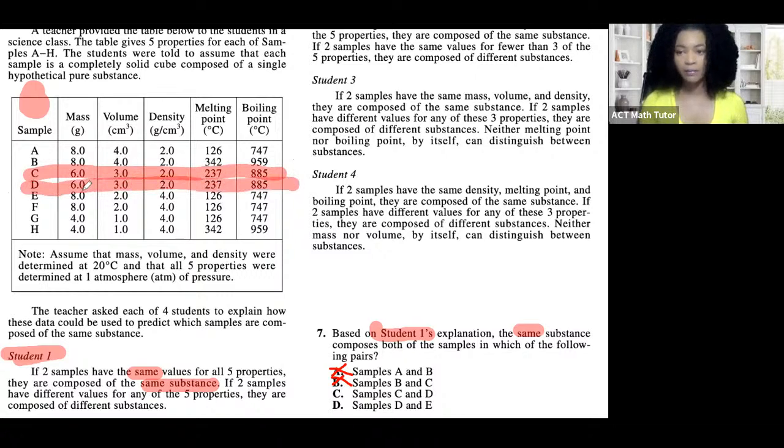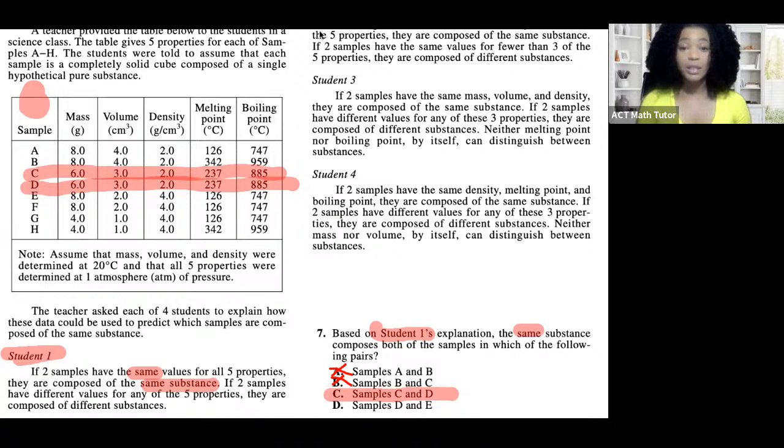Look, everything matches, all 5. Mass, volume, density, melting point, boiling point, all have the same values. And according to student 1, that means they are composed of the same substance. And therefore, C is the correct answer to this question. Okay, hope that explanation of how to answer question 7 is good for you.